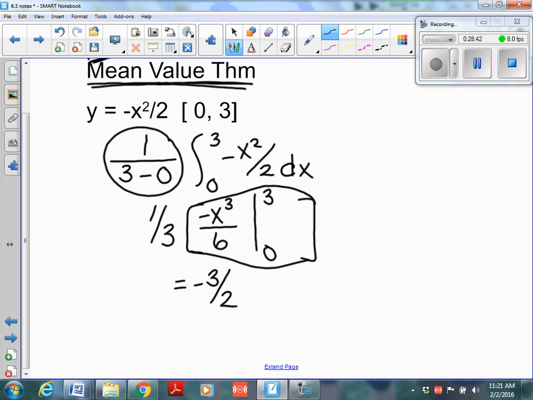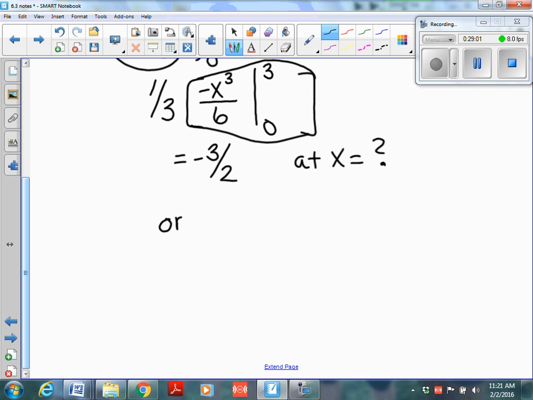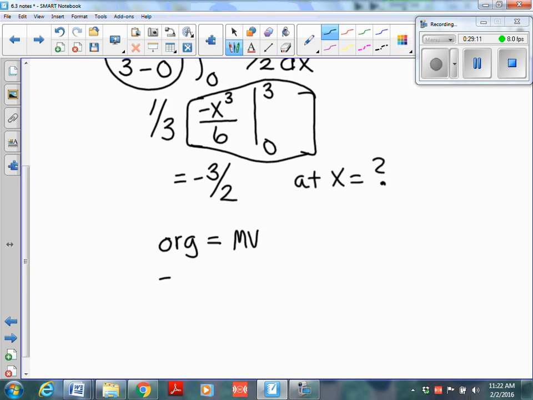You could plug that into your calculator too, but you're going to get 1/3 times whatever that number is, a negative 3/2. And then on the AP, they might ask you at what x value will the mean value equal a negative 3/2? And all you're going to do is take the original problem and set it equal to the area that you found, the mean value. And what was the original? Negative x squared over 2 was the original problem. The mean value was a negative 3/2.